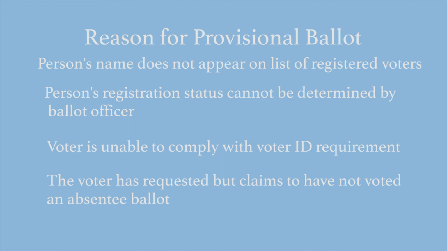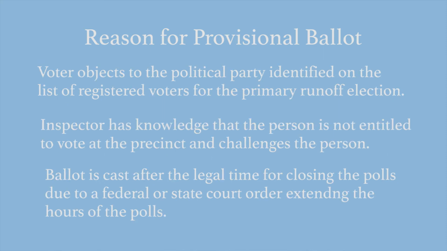The reasons for a voter casting a provisional ballot are as follows. The person's name does not appear on the list of registered voters. The person's registration status cannot be determined by the provisional ballot officer. The voter is unable to comply with the voter identification requirement. The voter has requested but claims to have not voted an absentee ballot. The voter objects to the political party identified in the list of registered voters for the primary runoff election. The inspector has knowledge the person is not entitled to vote at the precinct and challenges the person. The ballot is cast after the legal time for closing the polls due to a federal or state court order extending the hours of the polls.